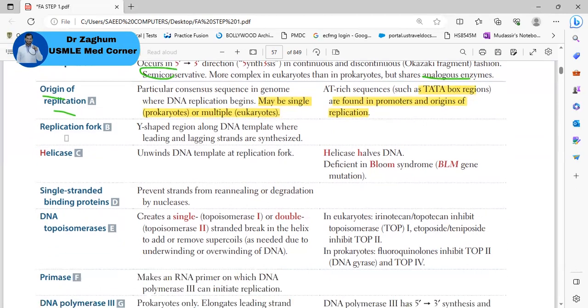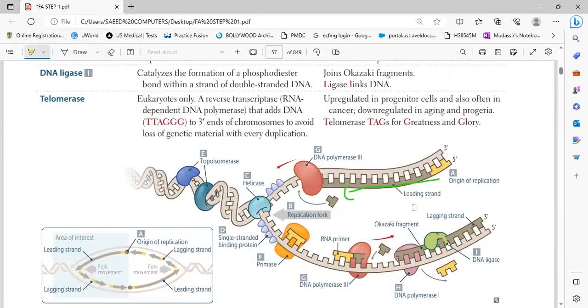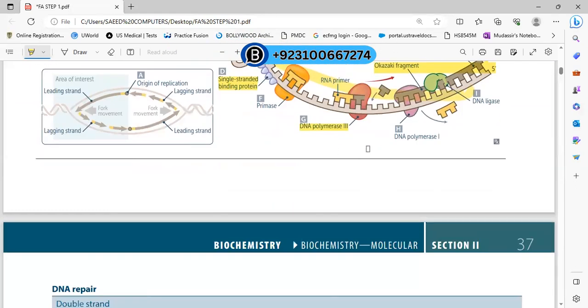Then there is the replication fork. Here you can see it looks like a Y. So this is a replication fork.